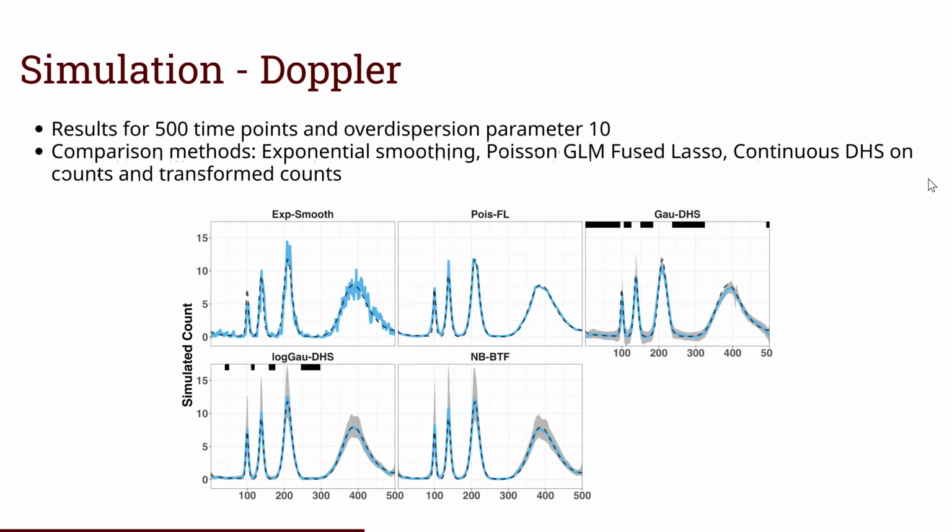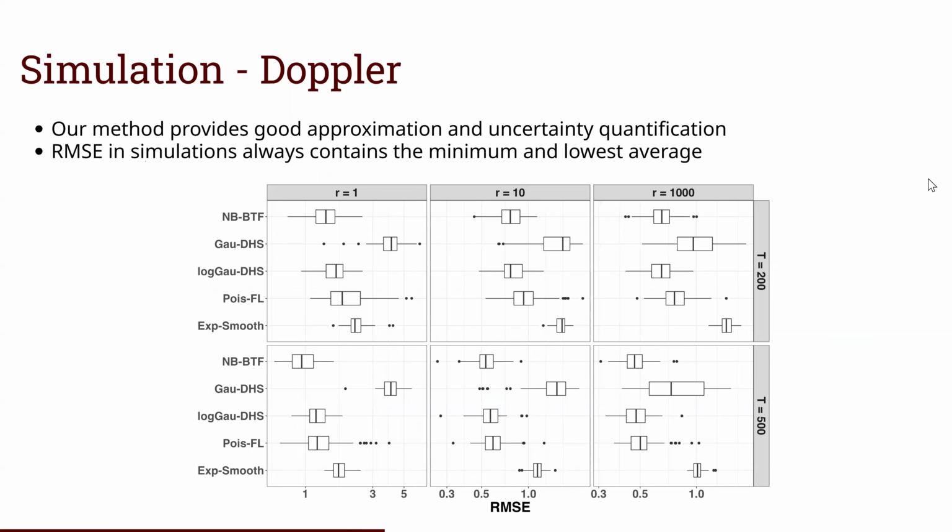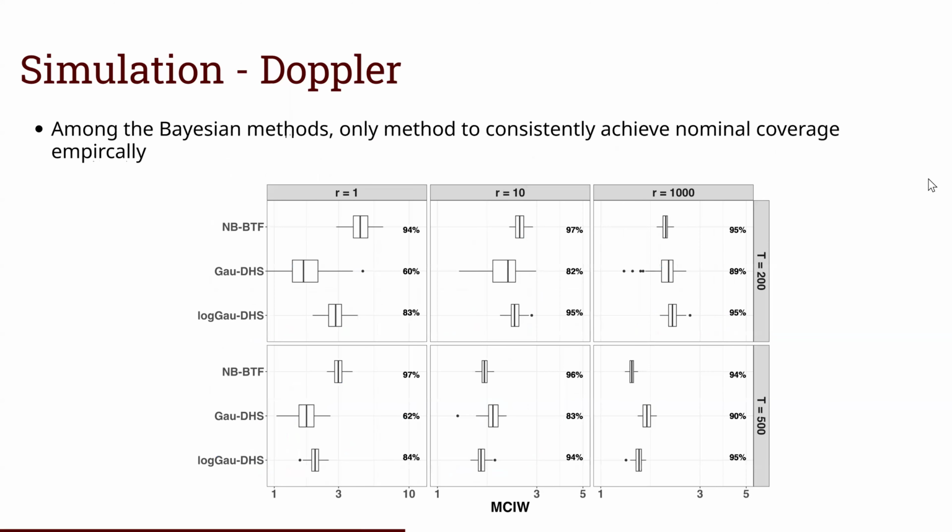Okay, let's see, I'll probably skip some of this stuff. It just says we recover the mean well, and we are the only Bayesian method that reaches the nominal coverage. Meaning if I say I want a 95% credible interval, I cover 95% of the time.